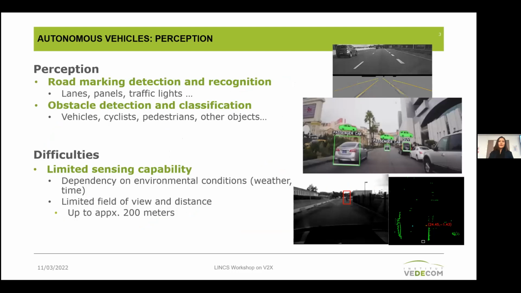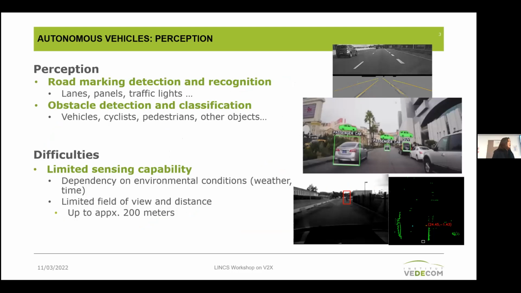What they need to perceive: they detect the road marking, they need to recognize the lanes, the different vertical panels, traffic lights, and they also need to detect the different types of obstacles, which is very important for collision avoidance. So they need to detect obstacles and classify them: vehicles, cyclists, pedestrians, or even just a box or something on the road. Whatever the obstacle is, they need to detect it.